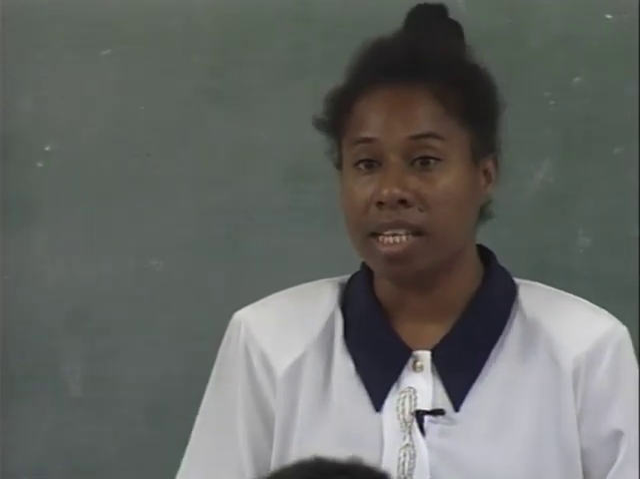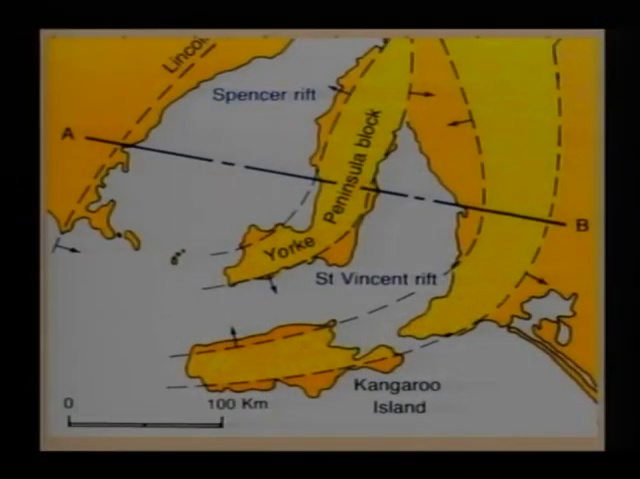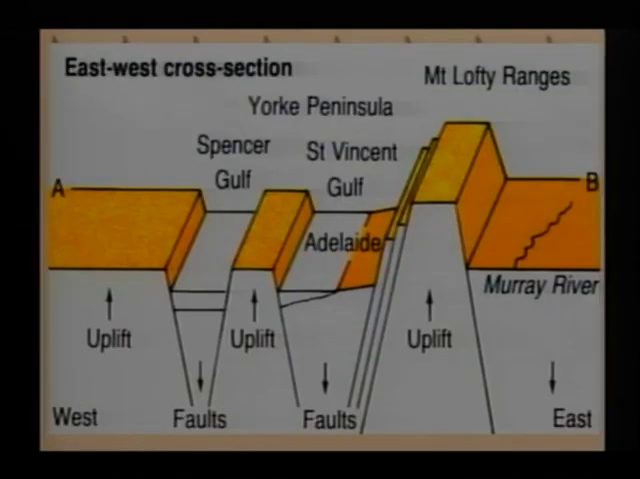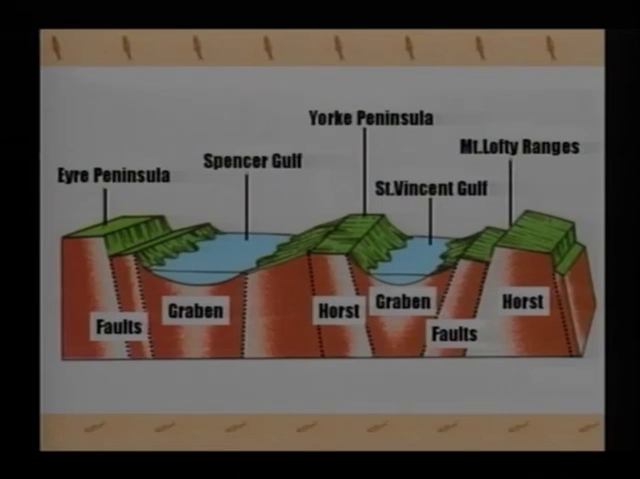We also looked at block faulting and a sample of that in Australia, mainly in South Australia. Here is a cross-sectional view of that region, our case study in South Australia, from point A to point B. In the cross-section from east to west, we see examples of depressed areas forming the Spencer Gulf and the St. Vincent Gulf, and the uplifted areas of the York Peninsula and also the Mount Lofty Ranges. That same cross-sectional diagram shows samples of block faulting that we covered in our last lesson.